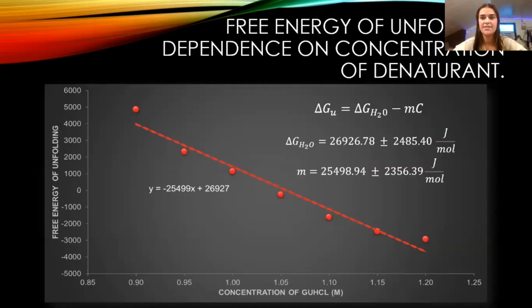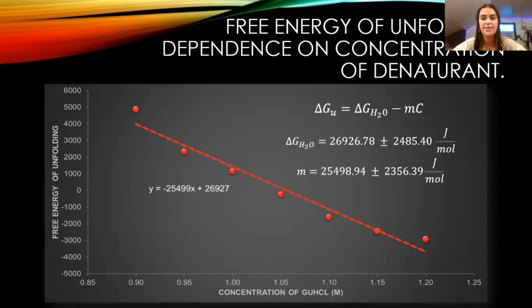The concentrations from 0.9 to 1.2 molar were plotted against the free energy. Their linear relationship best represents the actual process of unfolding. The slope and intercept of the trend line were found using LINEST in Excel. The free energy of unfolding can be related to the Gibbs free energy of water through the equation shown. The free energy of this process in the absence of denaturant occurs in pure water and is represented by delta G H2O. The slope is the rate of change of the free energy of denaturization with respect to the concentration of denaturant. This value was very large at 25,498.4 joules per mole. This large value indicates denaturization is a rapid process with the addition of denaturant.